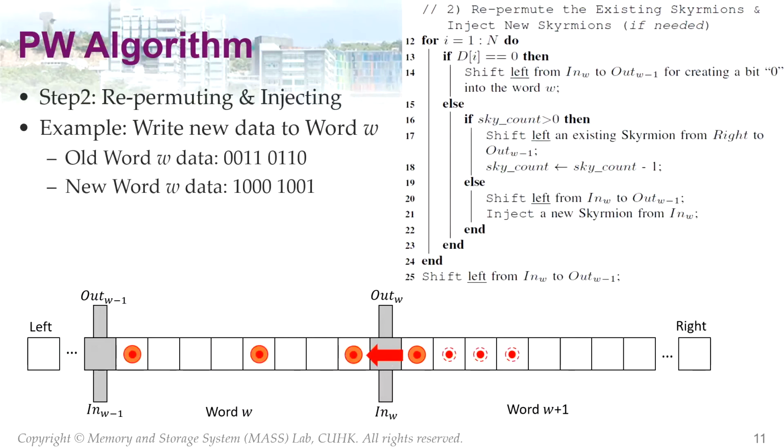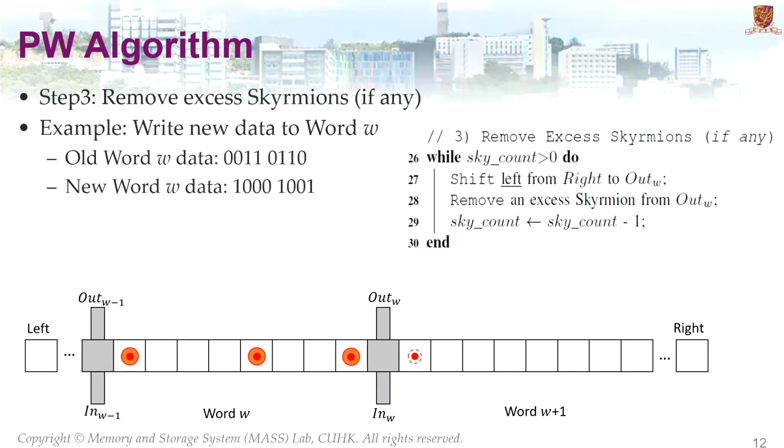Then the second step is to permute the assembled skyrmions to form the new data word. If the assembled skyrmions are not enough, then the PW algorithm will inject new skyrmions. But in this example, we can see that there is still one excess skyrmion in the assembled area. So if this situation happens, then the PW algorithm will perform step 3, which is to remove all the excess skyrmions in the assembled area. Because there is only one excess skyrmion in this example, that skyrmion will be removed in this step.